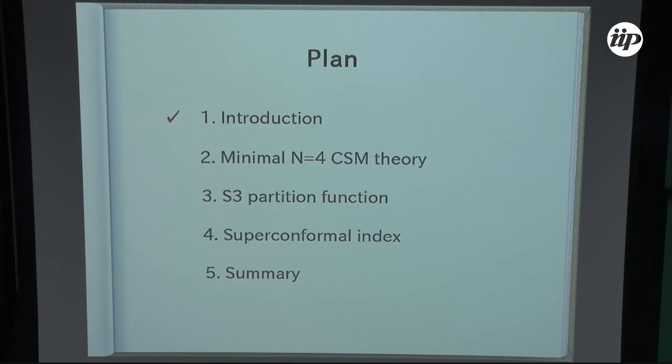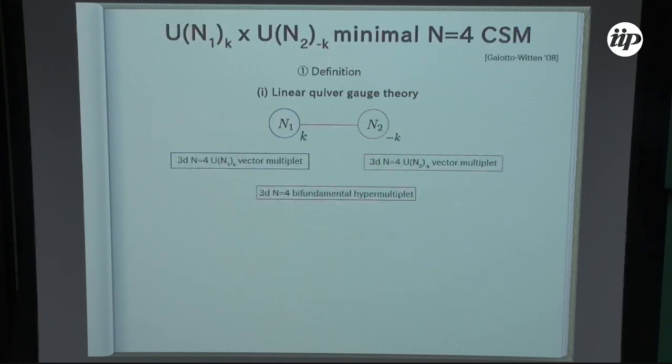So, let me move on to explain the minimal N=4 Chern-Simons theories. One definition is as follows. It is defined by a linear quiver gauge theory. This is given by this: an N=4 vector multiplet, and another vector multiplet. And these two are interacting by this bifundamental hypermultiplet. One may think that one can remove this one while keeping N=4, but it turns out it cannot be removed. If you remove this one, then the supersymmetry reduces to N=3.